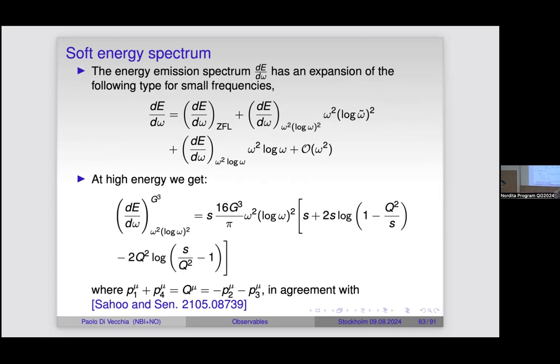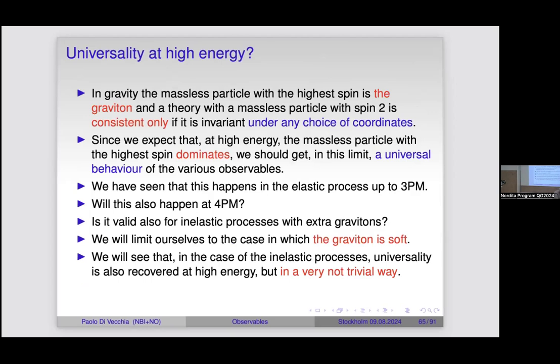Okay, we compute the soft spectrum, but what I want to discuss at the end is universality at high energy. In gravity, the massless particle with highest spin is the graviton, and the theory with a massless particle with spin 2 is consistent only if it's invariant under any choice of coordinate. There is no way out of this. Since we expect at high energy the massless particle with highest spin dominates, we should get in this limit a universal behavior of the various observables.